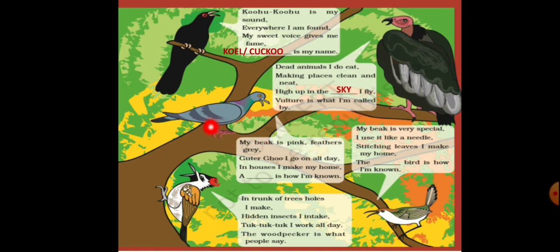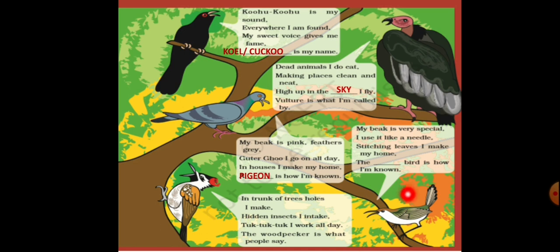Now let us see this lovely little bird which we can see near our house. My beak is pink, feathers grey, gooter-goo I do all day. In houses I make my home, a dash is how I am known. Yes, correct, it is the pigeon. Oh, the small little bird.